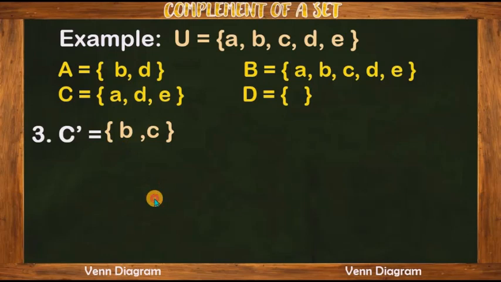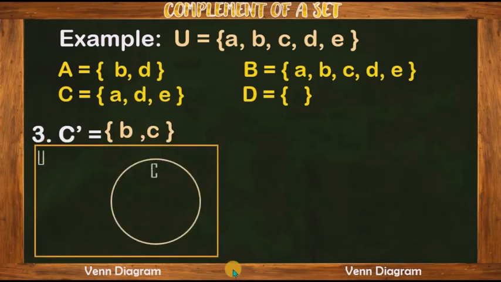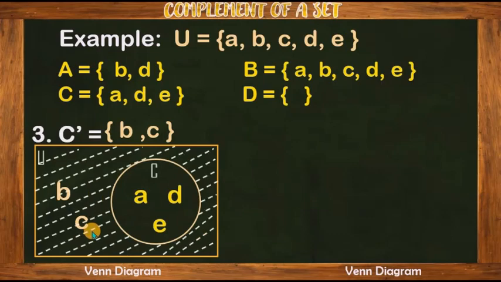Again, using the Venn diagram, draw a rectangle to represent the universal set and a circle inside the universal set which represents set C. So, what is the content of set C? That is A, D, E. What is missing to complete the universal set? That is B and C. Okay? If you are asked to shade the complement of C, what are you going to shade? The universal set, since we are looking for the complement of C. So, it means not C.